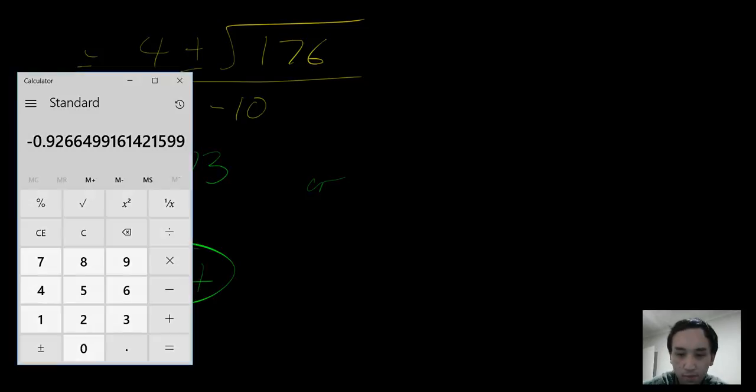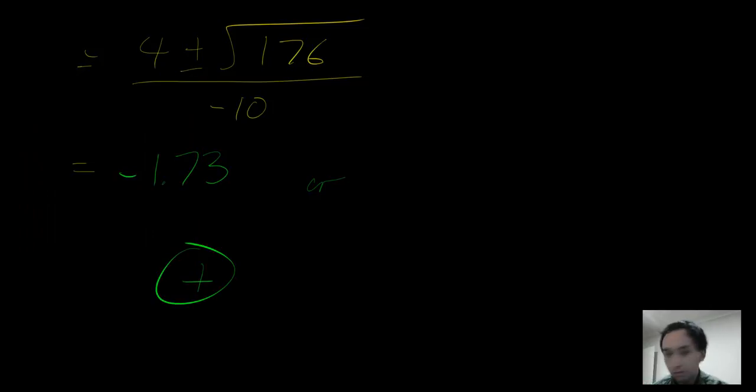Actually, what was that? That should be positive. Okay, so 0.93, because I divided by positive 10 before, so dividing by negative 10 means it'll be positive 0.93.